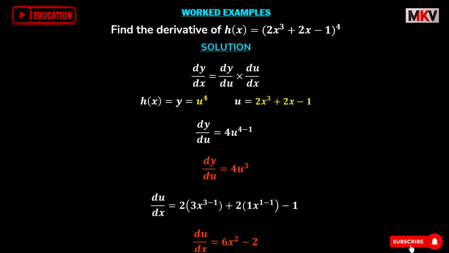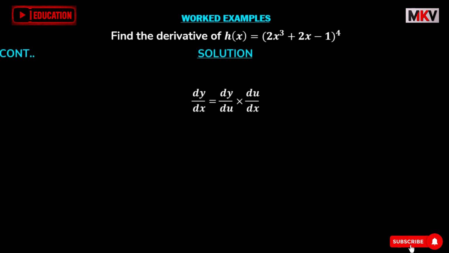So now we have our dy/du, we have our du/dx. So we substitute these two into the equation, then we find the derivative of the function. So substituting it into the equation, our dy/du was found to be 4u cubed and the du/dx to be 6x squared minus 2. But if you look at the derivative, it should be with respect to x.